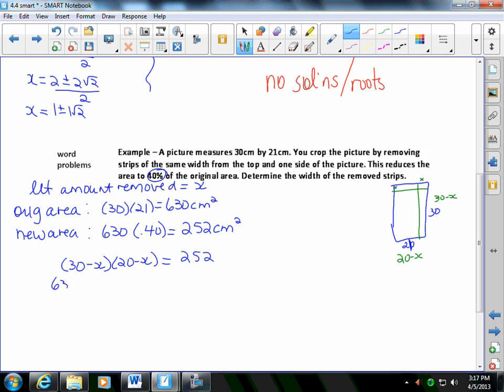So I have 630, and I keep putting 20, it's supposed to be 21, sorry. 630 minus 21x minus 30x plus x squared is equal to 252. So I have 630 minus 51x plus x squared equals 252.